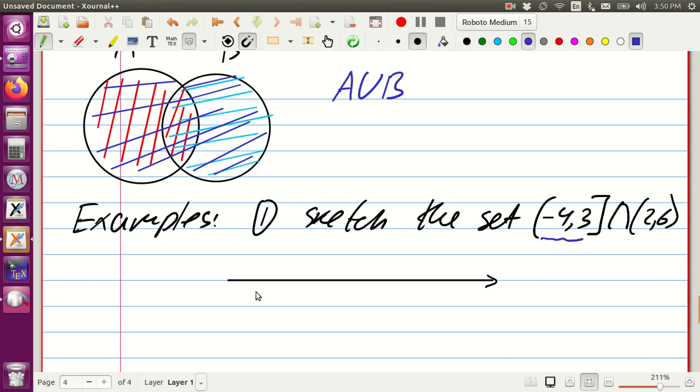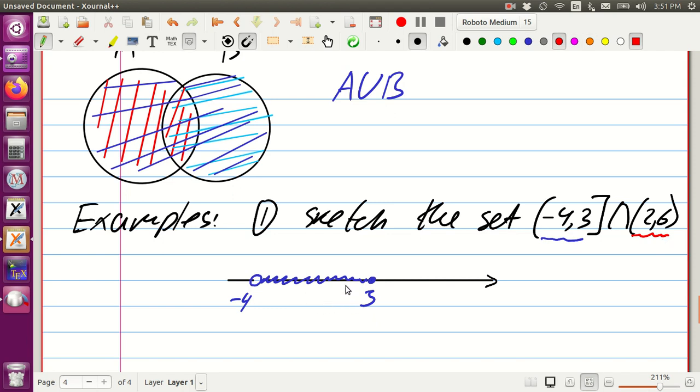So we start at -4, so we have to exclude -4, and we go all the way to +3, and we include +3. So this is our set from -4 to 3. Then we need to show the set from 2 to 6, so I'll use the red color for this set from 2 to 6, where we exclude both points.